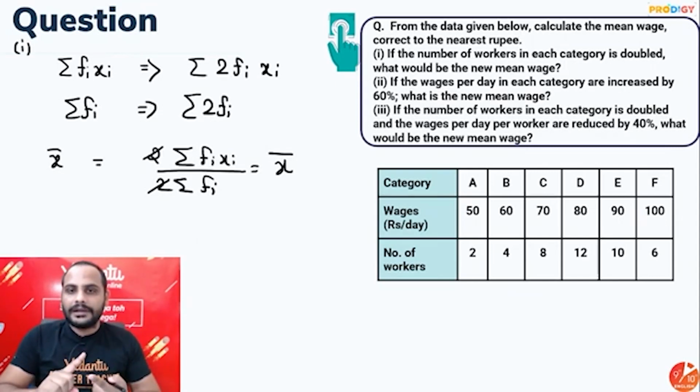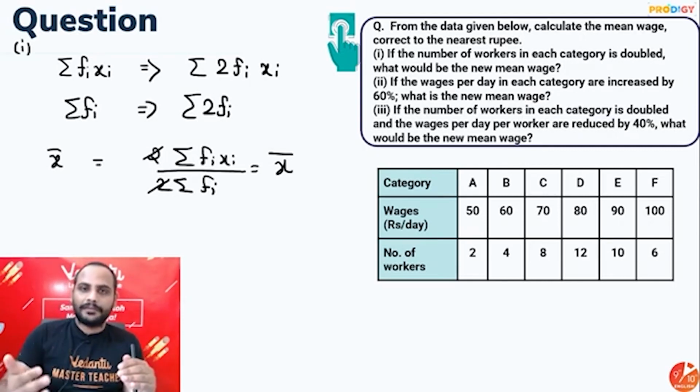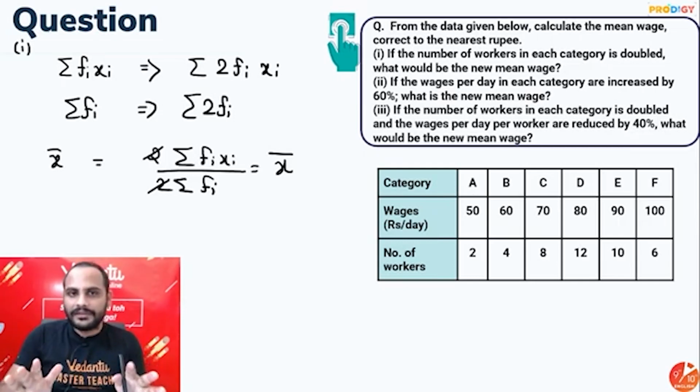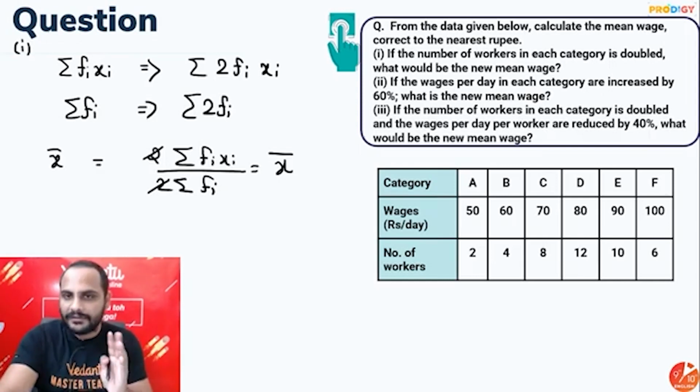If we multiply the frequencies, if we double the frequency or we make the frequency triple, in all these cases mean does not change. When all the frequencies are multiplied or divided by a same number, mean does not change. The first one, mean will remain same.